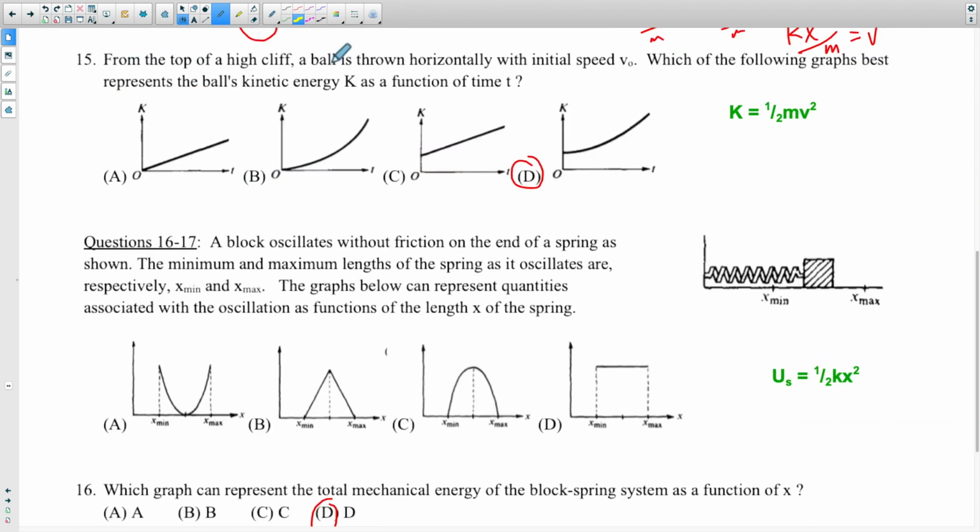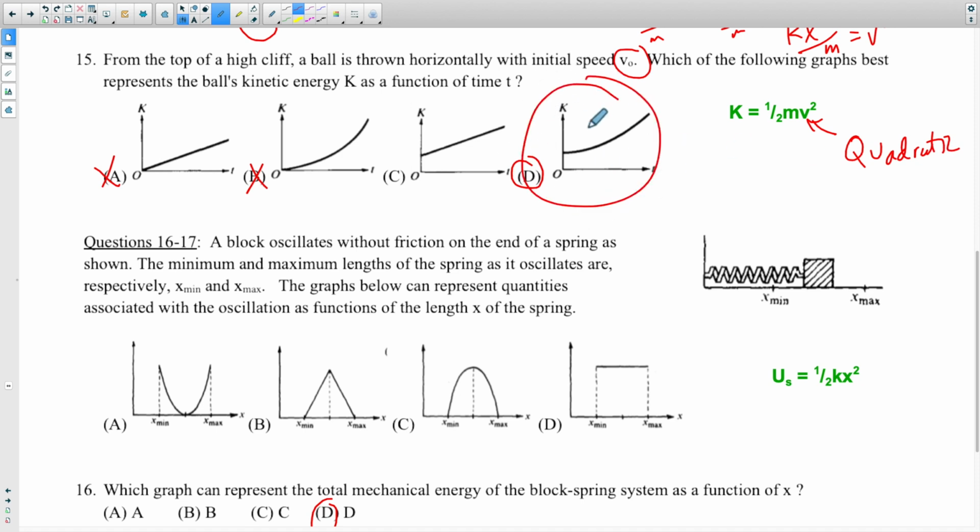Okay, from the top of a high cliff, a ball is thrown horizontally with initial speed of v sub o. All right, it does have an initial speed. So as I look at my options, it can't be these because it's not starting at 0. It's starting with an initial speed. Which of the following graphs best represents the ball's kinetic energy as a function of time? Okay, so kinetic energy is 1/2 mv squared. That v squared tells me that it is a quadratic. It has a parabolic shape, and so this is the correct answer.